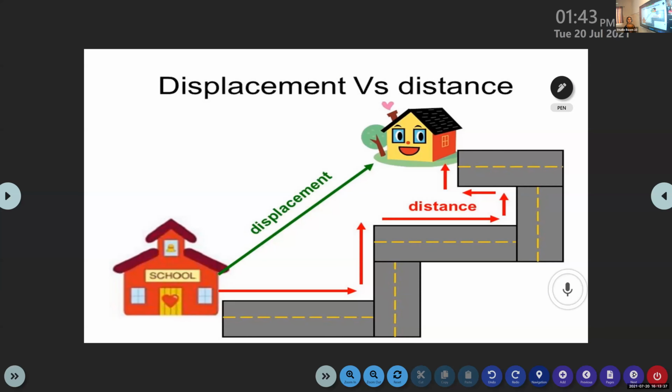Now we are going to introduce the terms associated with the rectilinear motion of an object, or the straight line motion of an object. The first two terms associated with the rectilinear motion of an object are distance and displacement.